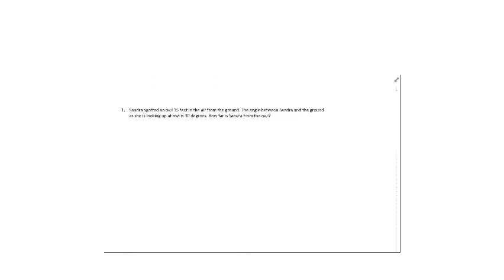Let's look at another problem. Here Sandra spotted an owl 18 feet in the air from the ground. The angle between Sandra and the ground as she is looking up at the owl is 30 degrees. How far is Sandra from the owl? Try to draw that. So this is what your picture should look like. Hopefully yours is a little better than mine.